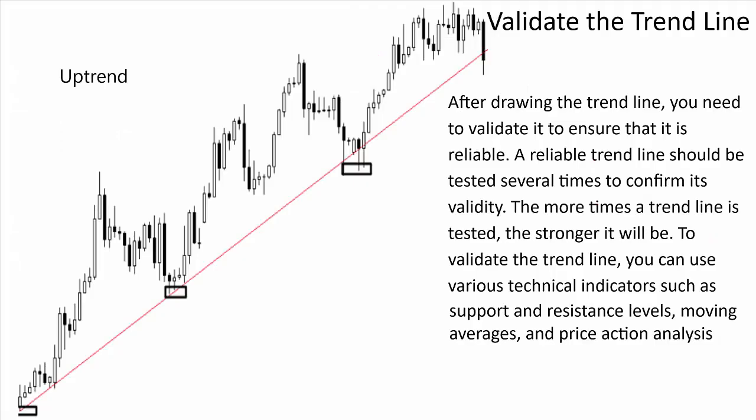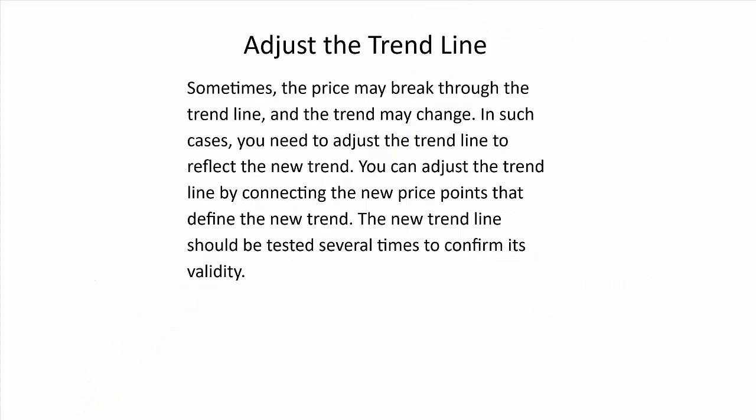After drawing the trend line, you need to validate it to ensure that it is reliable. A reliable trend line should be tested several times to confirm its validity. The more times a trend line is tested, the stronger it will be. To validate the trend line, you can use various technical indicators such as support and resistance levels, moving averages, and price action analysis. Sometimes, the price may break through the trend line, and the trend may change.